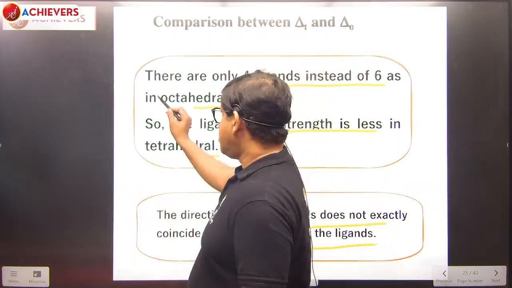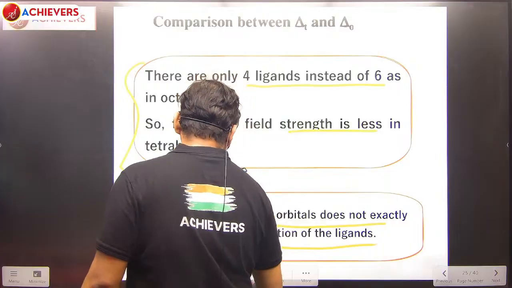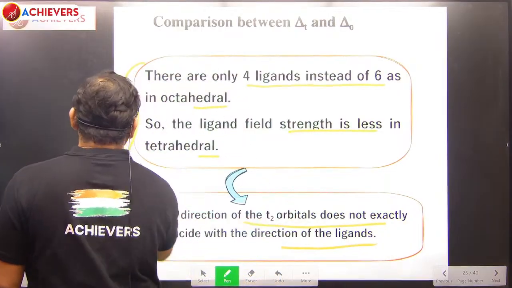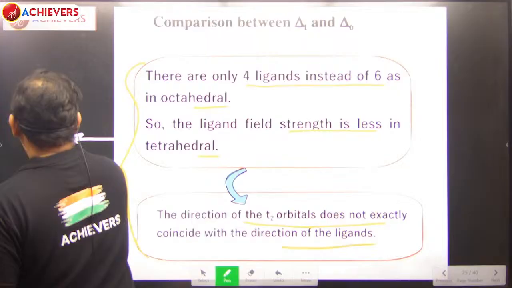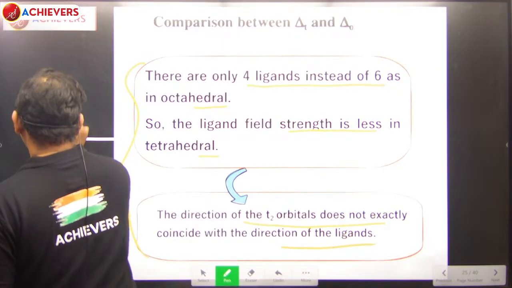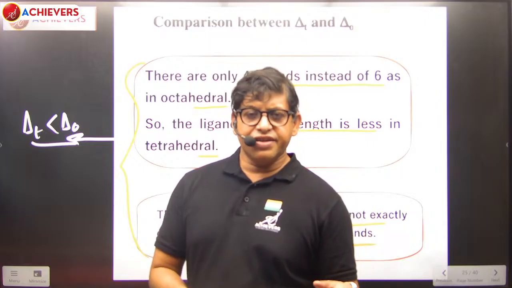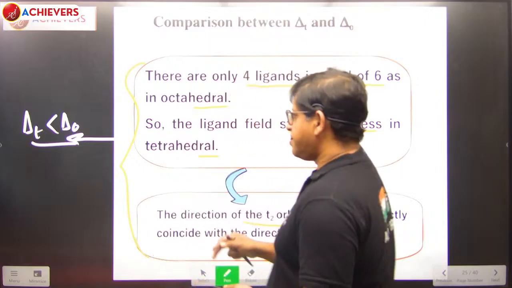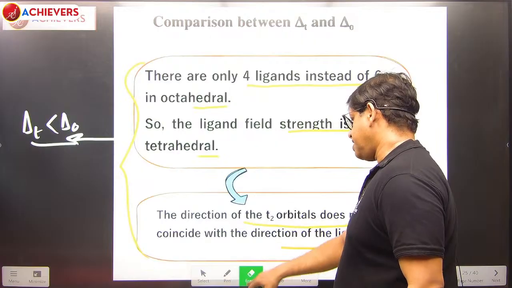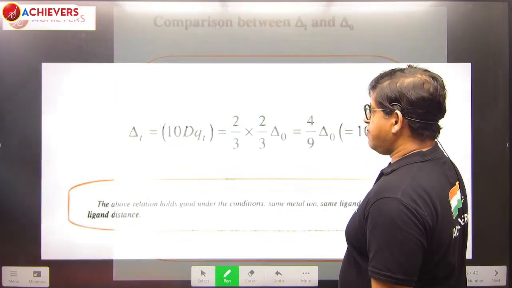So both things point to the fact that del T is lesser than del O. Keeping almost similar metal ion and almost similar ligands, the interaction of del T will be lesser than that of del O. So a very, very important point.